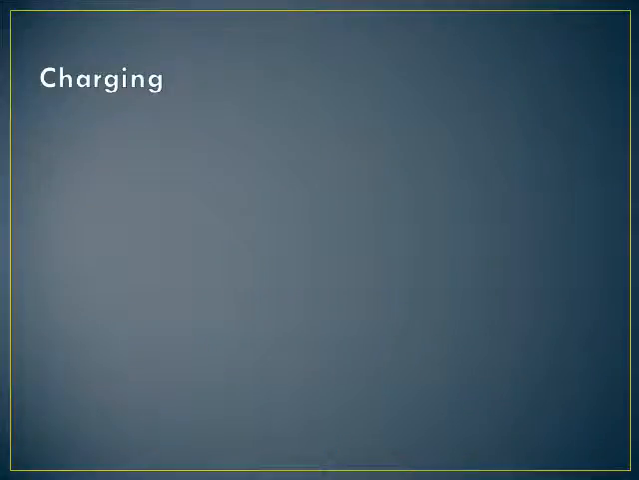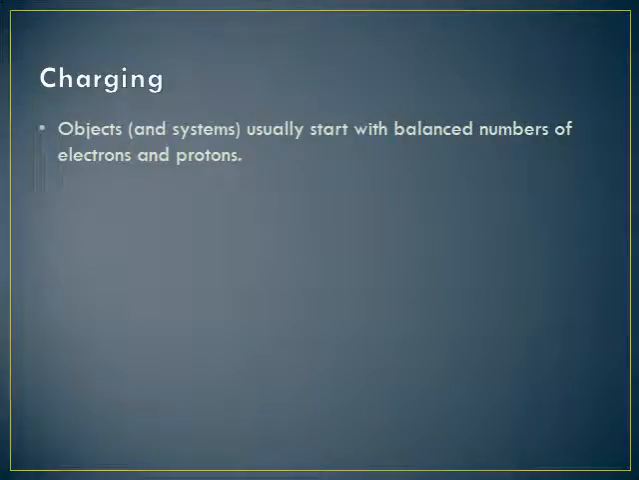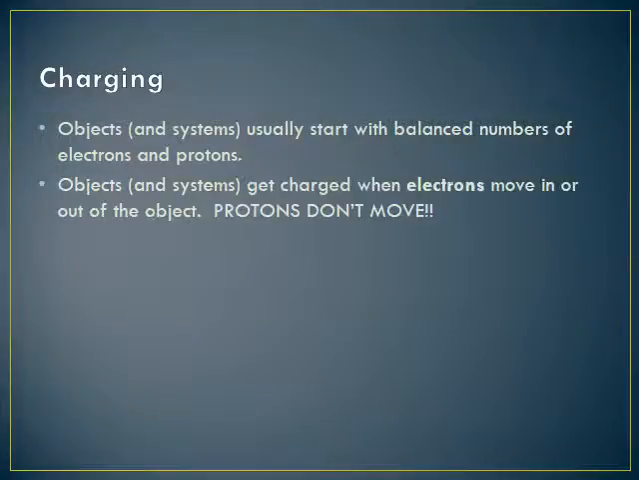Okay, so we know that the universe as a whole is neutral, but that individual parts of the universe, little small systems, can have a net charge. So how do they get that net charge? Well, they start with balanced numbers of electrons and protons, but we can move those electrons in or out of the object.